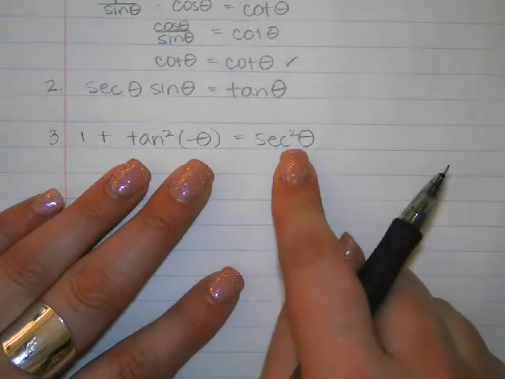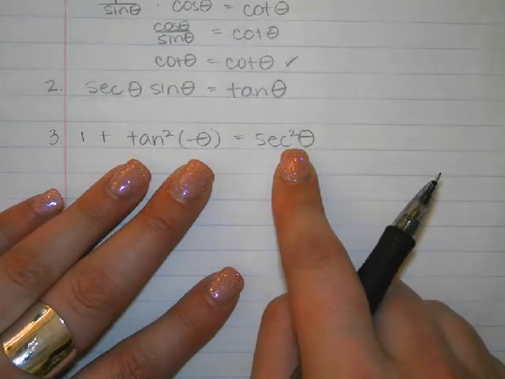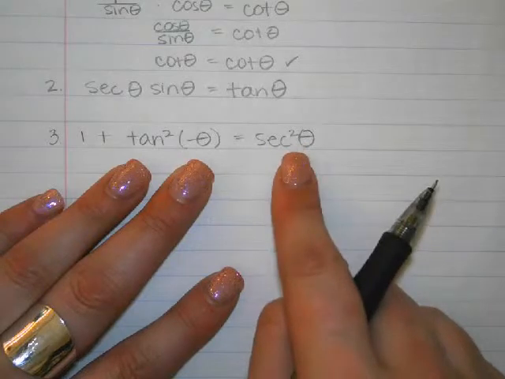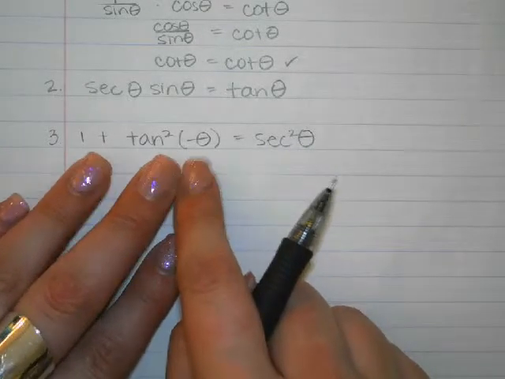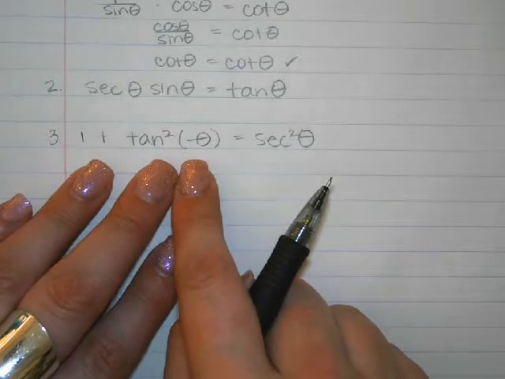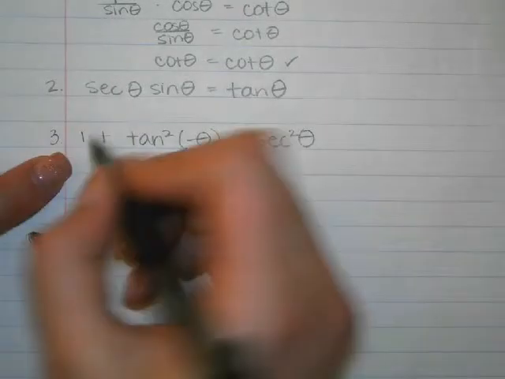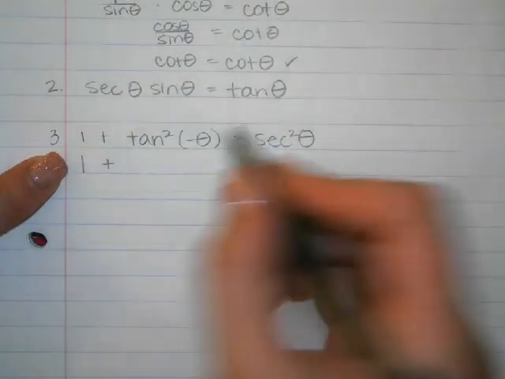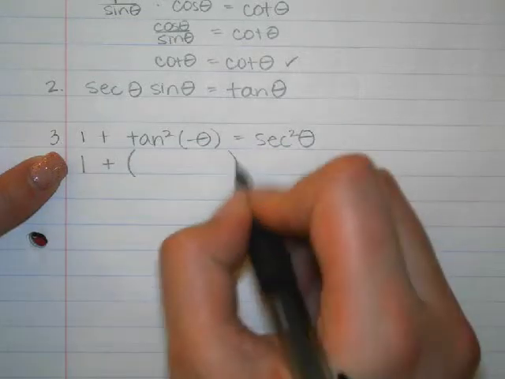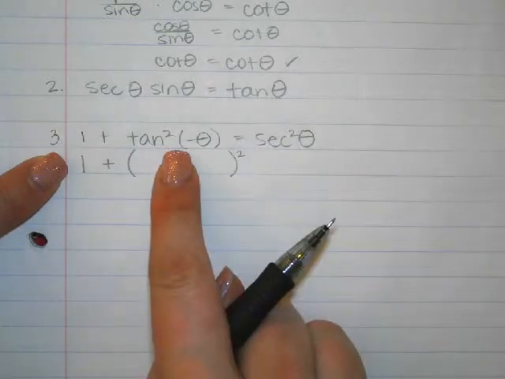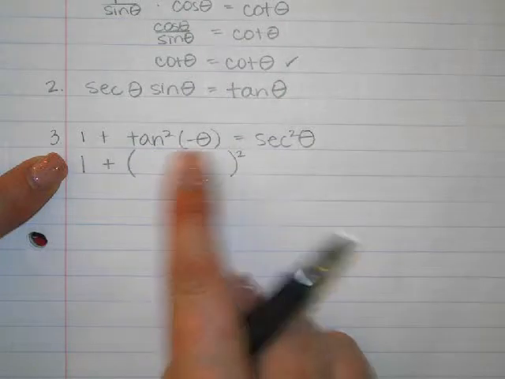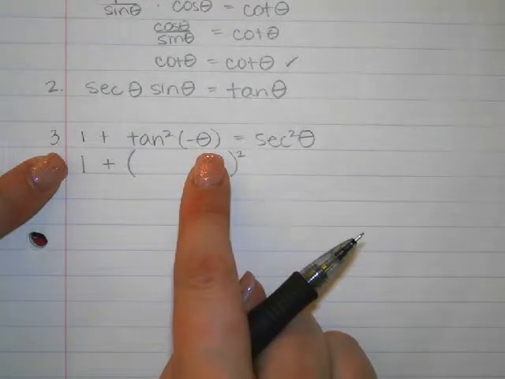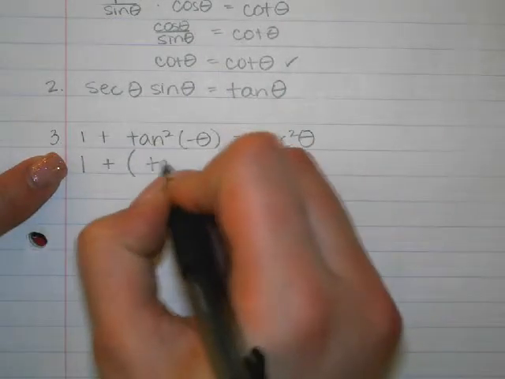I can't work with the right side, or I shouldn't want to work with the right side because that's the simple side. I don't want to complicate it, okay? The left side is more complicated, so this is the side that I want to simplify, but it does not match up with the Pythagorean identity, okay? So what I'm going to do is I'm going to use what I know about what this notation means, and I'm just going to rewrite it. I know that this notation means that tan of negative theta has been squared. That's what it actually means.